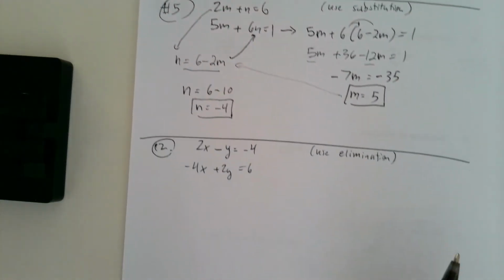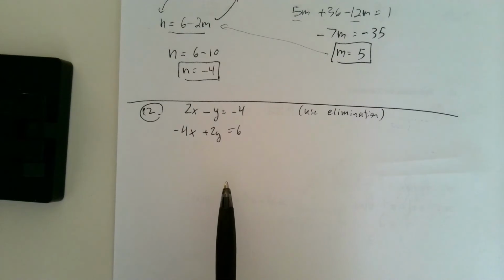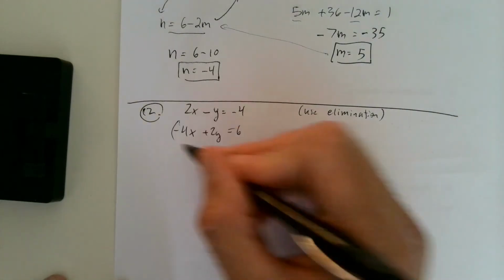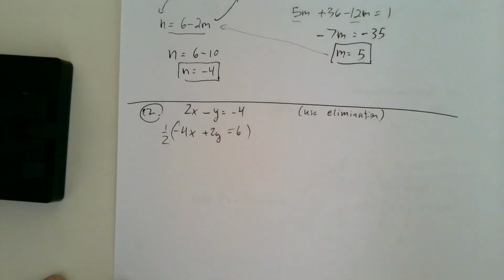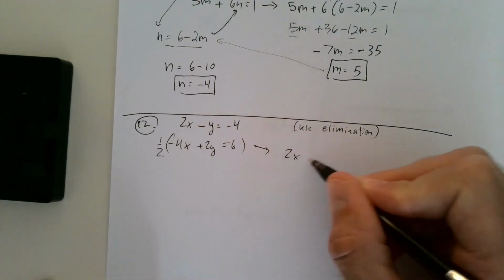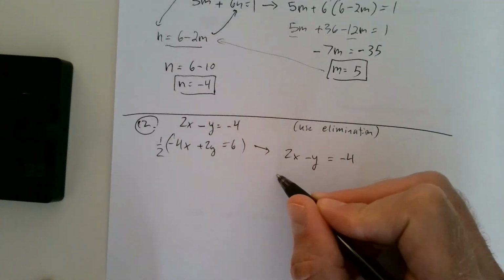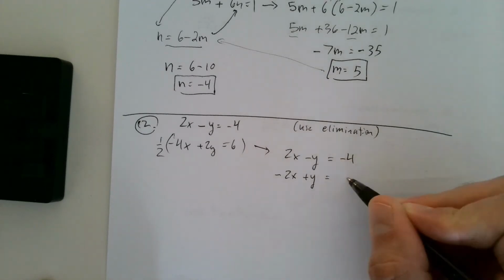Next one, another system of equations they want us to solve using elimination. I think this one will be solved pretty quickly by maybe multiplying. I'm going to divide the bottom by a 2. So I'm going to multiply the bottom by a half, same as dividing by 2. So that's going to give me 2x minus y equals minus 4, minus 2x plus y equals 3.